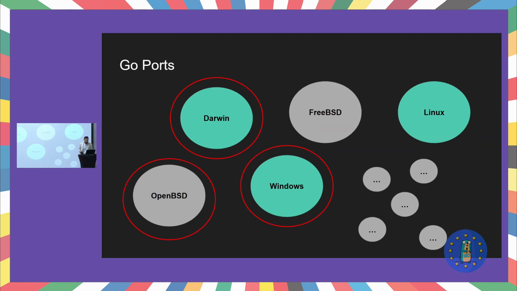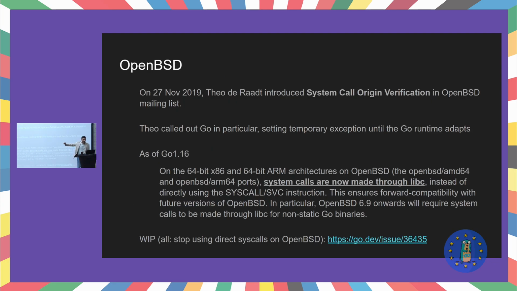Now, the other ports, and I'm going to give OpenBSD special attention because it's kind of neat. In OpenBSD, Go used to do the same thing they did with Linux, which is making the syscalls directly. But they introduced something called system call origin verification, which means you, as an executable, are not allowed to make syscalls directly from your own memory page. It has to come from a designated location, which they know is secured.